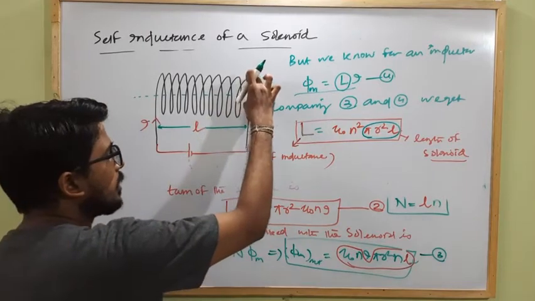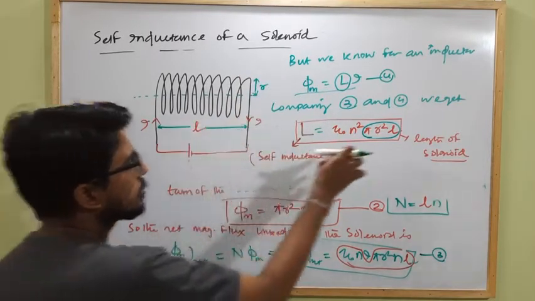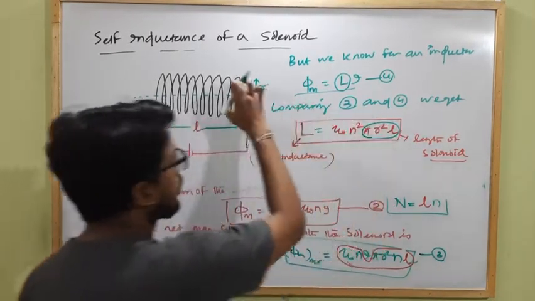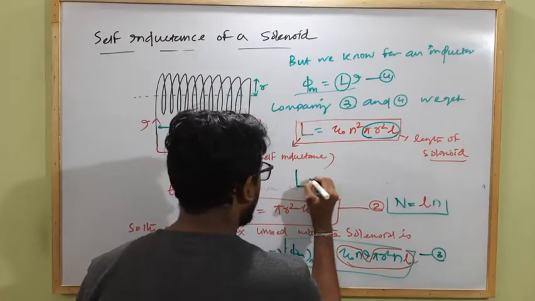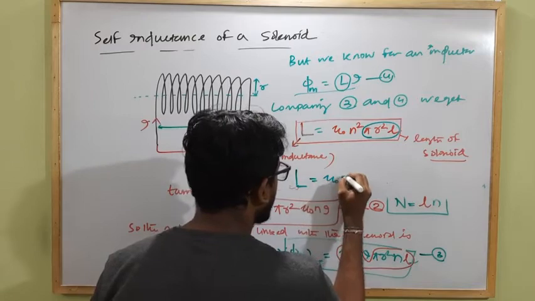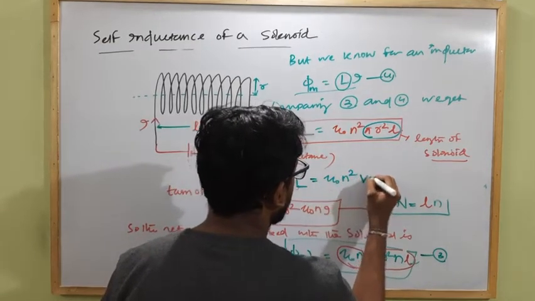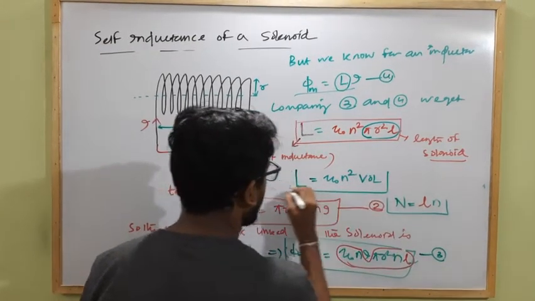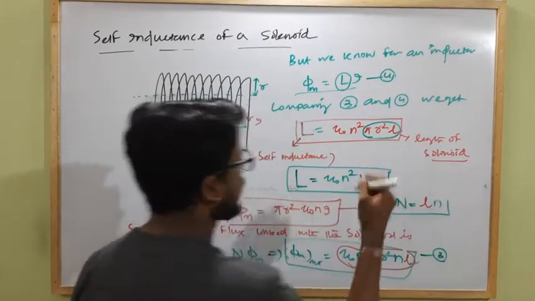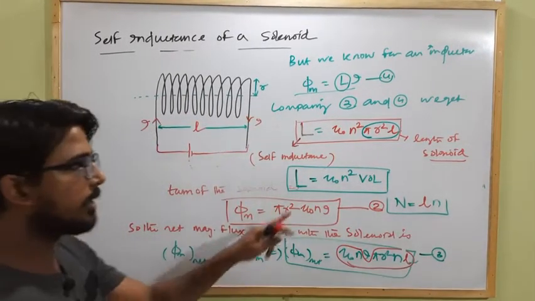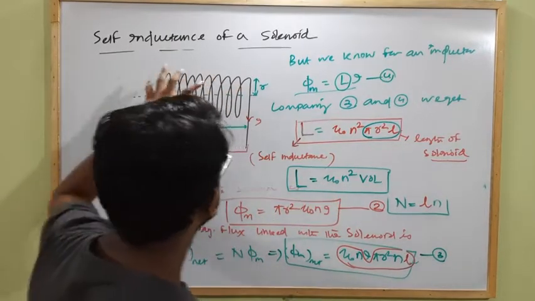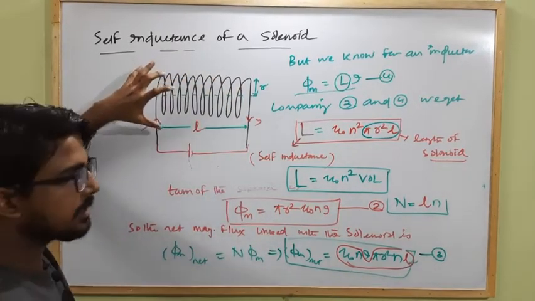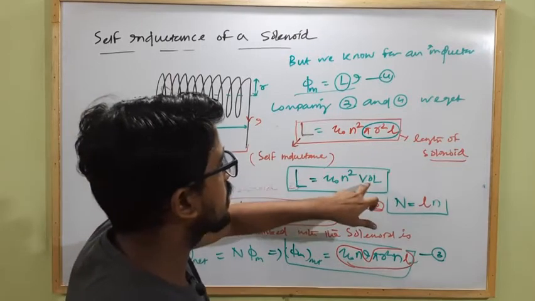Pi r square is the area, L is the length. So pi r square L is the volume of the solenoid. So the self inductance L of a solenoid can be written as mu naught n square into volume of the solenoid. Clear? What is n square? The number of turns per unit length. What is mu naught? This is the permeability of the medium within which the solenoid is present, and pi r square L is the volume.